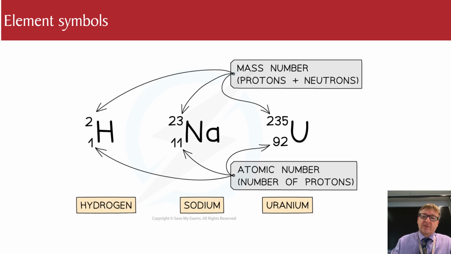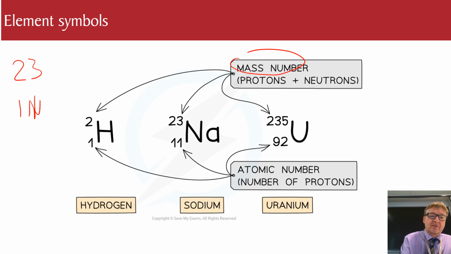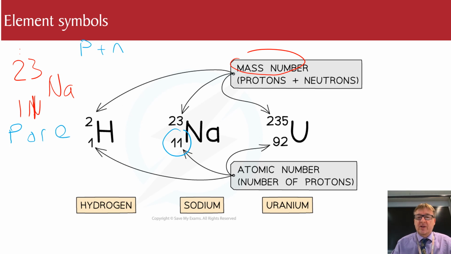Element symbols. We'll start off with the mass number. The mass number is the number at the top. So I've got 23, I've got 11, and I've got Na. The mass number is the number at the top, the 23, and that tells you the number of protons plus the number of neutrons. The number at the bottom, the 11, is the atomic number and its number of protons, and it's usually the number of electrons as well.